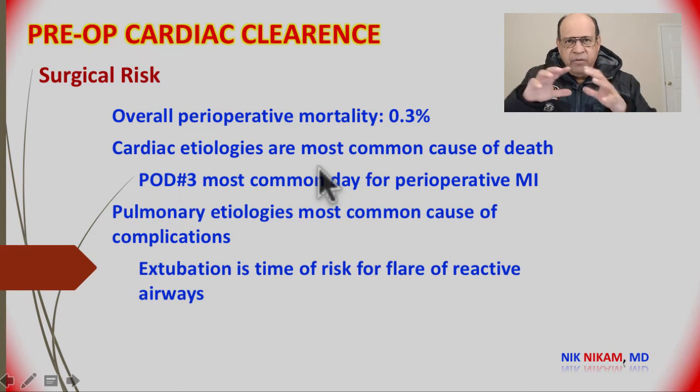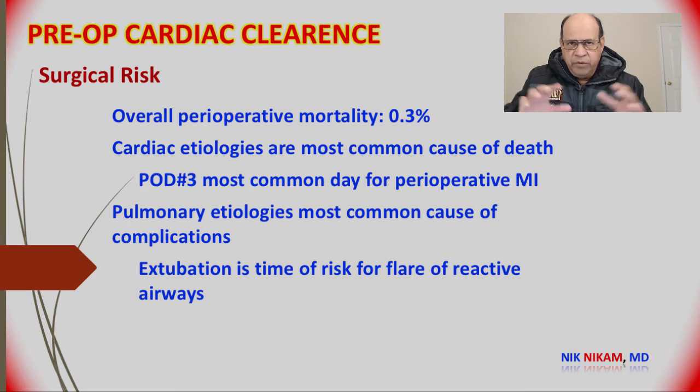If we look at the overall surgical population, the overall perioperative mortality is in the range of 0.3%. That's 3 out of 1,000 people going for outpatient procedures, minor surgeries, or even intermediate and high risk surgeries, all put together. But there are some important points that we need to focus on.